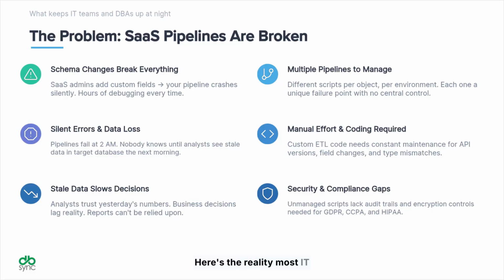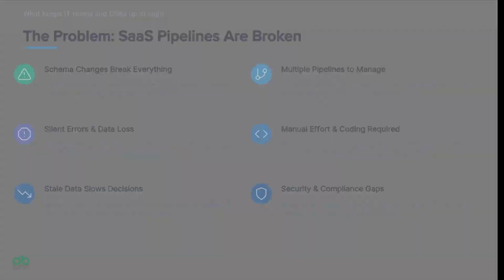Here's the reality most IT teams are living with. A SaaS admin adds a new custom field, and your pipeline breaks silently overnight. By morning, analysts are staring at stale data, and nobody knows why. On top of that, you've got multiple scripts, one per object, each written differently, each a unique point of failure. No alerts, no guardrails, no automatic recovery. And underneath it all, a compliance risk from unmanaged scripts with no audit trails and no encryption. That's exactly what DBsync was built to eliminate.